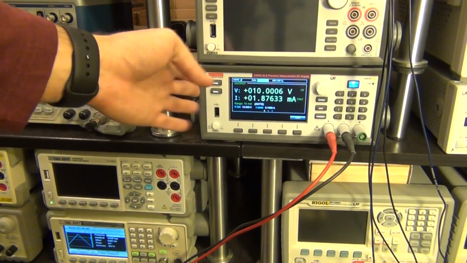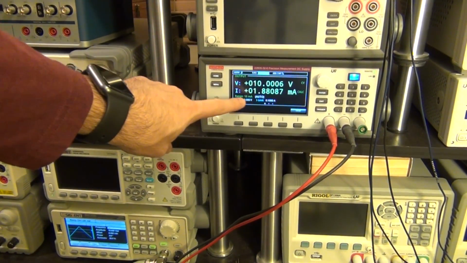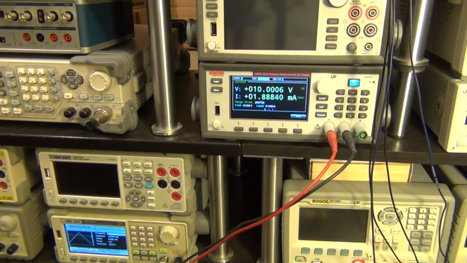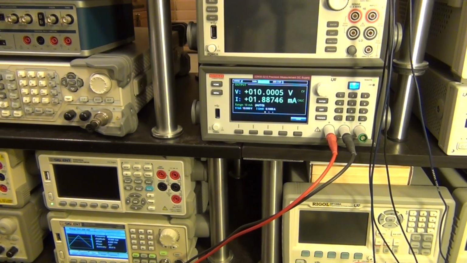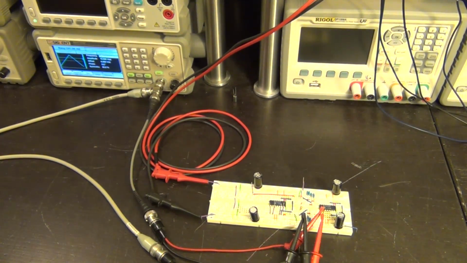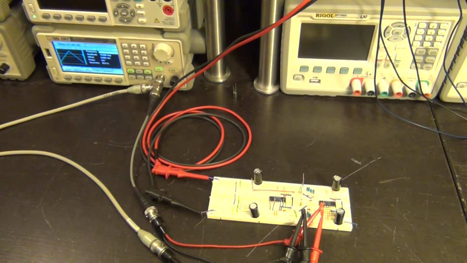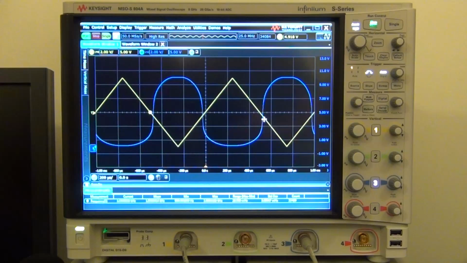We have the same power supply powering our inverter over here, and you can see that we have a 1.8 milliamp power consumption, and the reason that's there is because that's the dynamic power consumption of the inverter during this operation with a triangular waveform at its input. Another thing to note is that the frequency we're using is 1 kHz, so we know the slope of the signal at the input of the inverter. So let's look at the oscilloscope and see what happens.